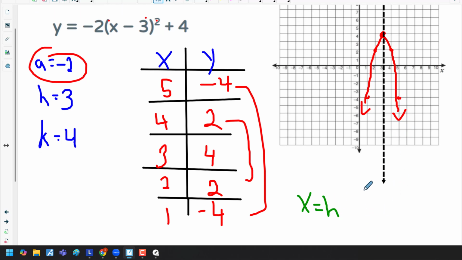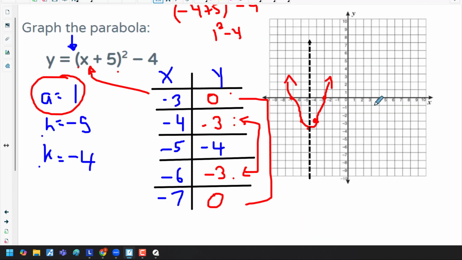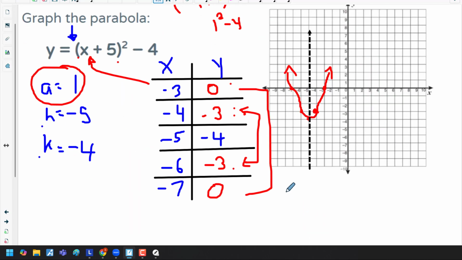In this case, the axis of symmetry is x is equal to, what's my h value? Not negative 3, it's positive 3. X is equal to 3. And you'll notice that x is equal to 3. In this graph, sorry, x is equal to negative 5. This is the axis of symmetry.